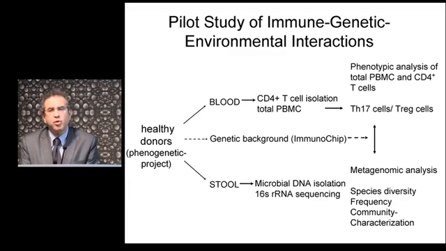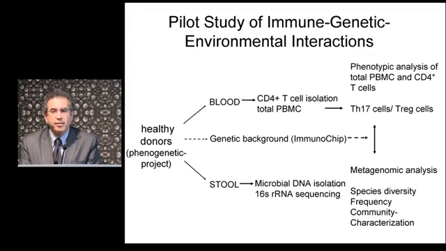We examined a group of normal individuals to measure the frequency of Th17 cells and Tregs in the blood in relationship to the genetic background and in relationship to the microbiome. We did DNA isolation and 16S ribosomal sequencing to look at species diversity. What we found was that eating at a fast food restaurant was associated with increased frequency of Th17 cells.